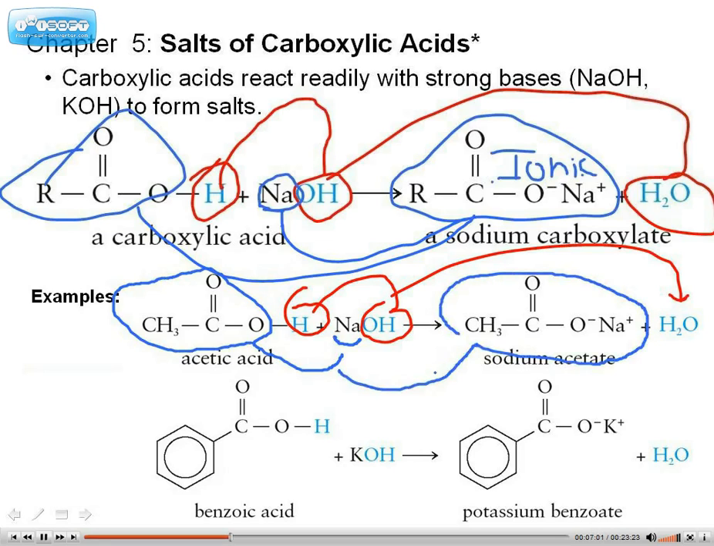The common name for this one is sodium acetate. The IUPAC name on this one is going to be sodium ethanoate. Sodium ethanoate. So let me go ahead and write that underneath. So the common name for this one would be sodium acetate, and the IUPAC name for this one would be sodium ethanoate.